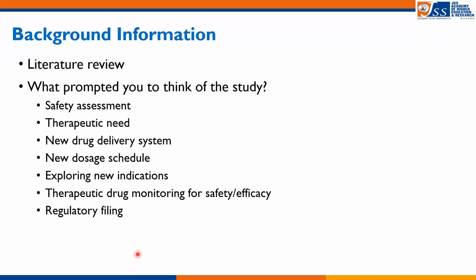In the background information, you do a lot of literature review. Within the literature review, you have to address all these things. What is the safety assessment of your drug? Whether there was a lacuna in the therapeutic requirements or the delivery system, what I'm doing here is new. For example, you had a tablet earlier, now I'm getting an injectable dosage form. So that is a new drug delivery system. New dosage schedule: earlier I was taking it thrice a day, now I need to take it only once a day. Or the drug was earlier used for an antihypertensive purpose.